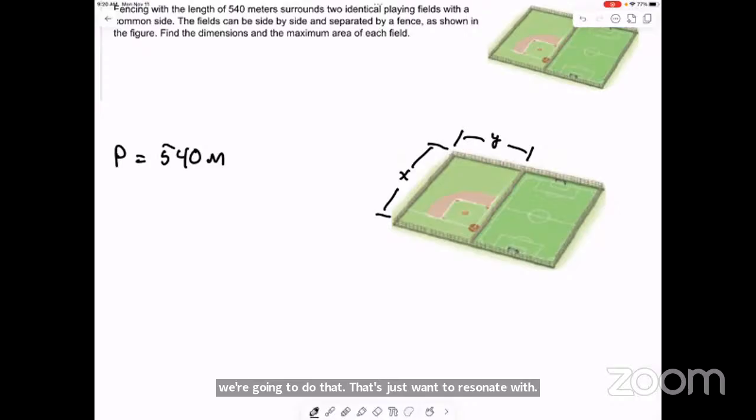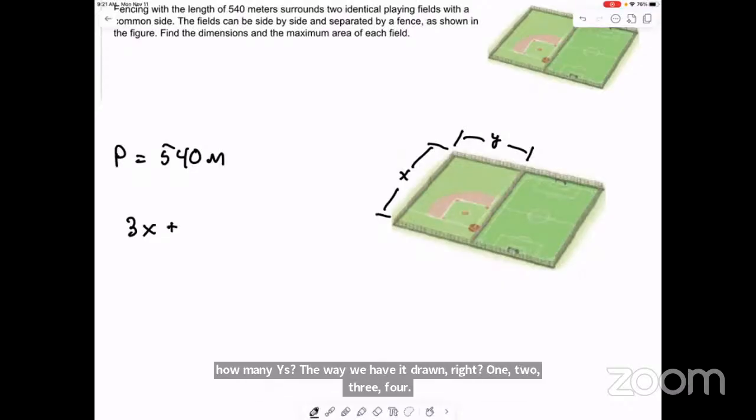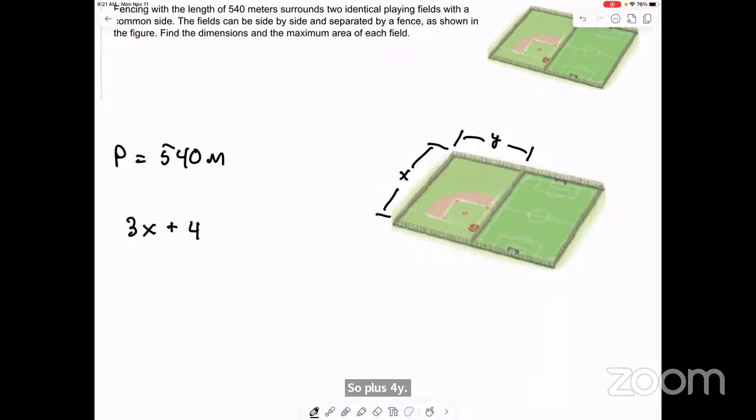So then perimeter, right? So that's the fencing. What is the perimeter? The perimeter is the distance around the outside. So we add up all the fences, right? So we got 1, 2, 3 X's. So we're going to say 3X plus how many Y's? The way we have it drawn, 1, 2, 3, 4. So plus 4Y. And that total distance should be 540 meters, okay?